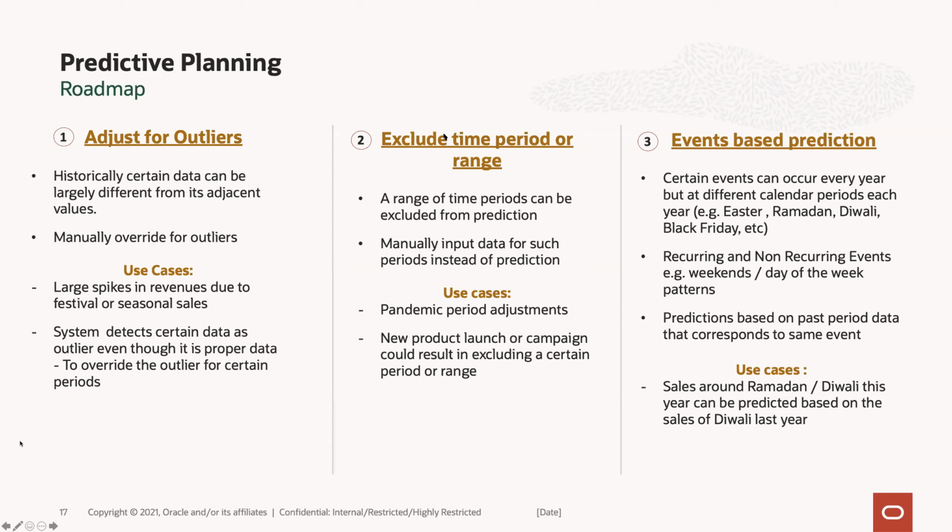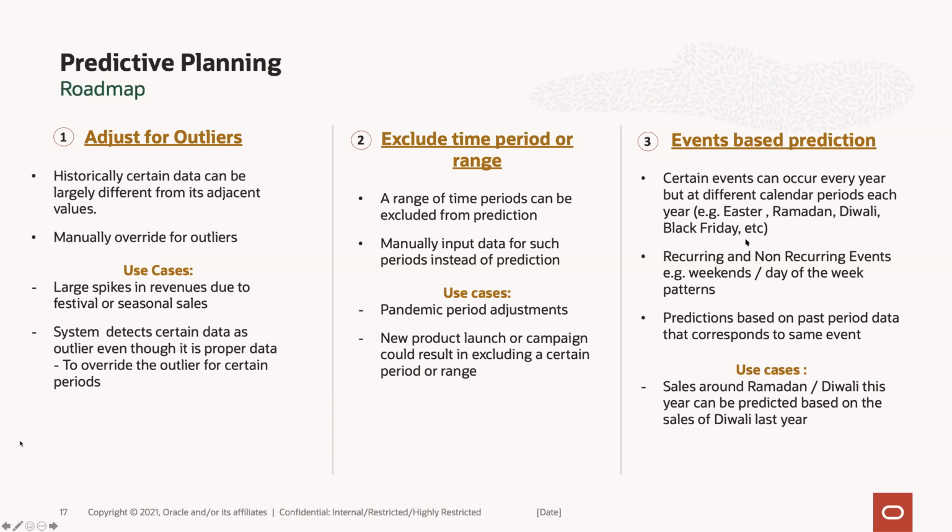Second enhancement is you'll be able to exclude time periods or ranges. So that's actually pretty important too. So the pandemic, for example, and maybe there's a lot of stuff you want to just ignore from the pandemic. So you could cut out the last 18 months, or you could cut out the last 6 months, or you could cut out 12 months ago, but you want to keep the last 6 months, whatever makes sense.